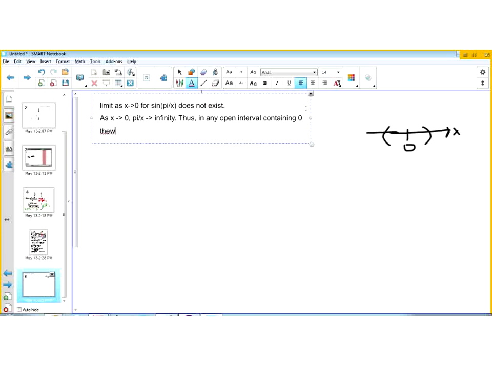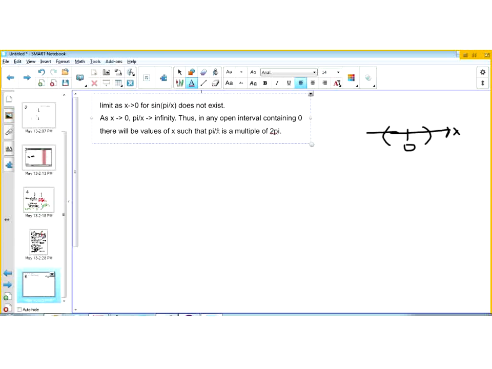There will be values of x such that pi over x is a multiple of 2 pi. Okay? In other words, in this open interval right here, I can find a value of x, or actually an infinite number of values of x, so that when I plug it into pi over x, I'll get some multiple of 2 pi.